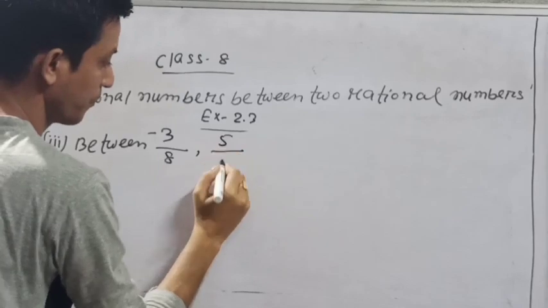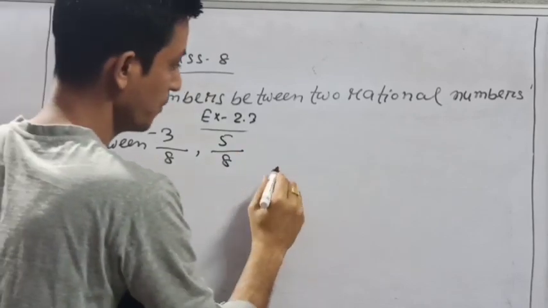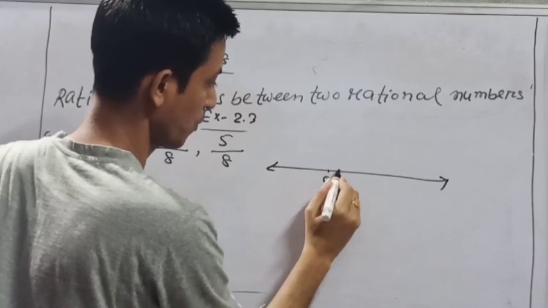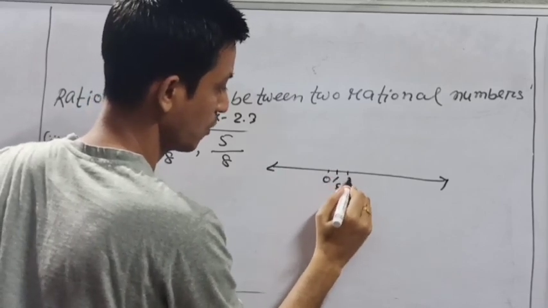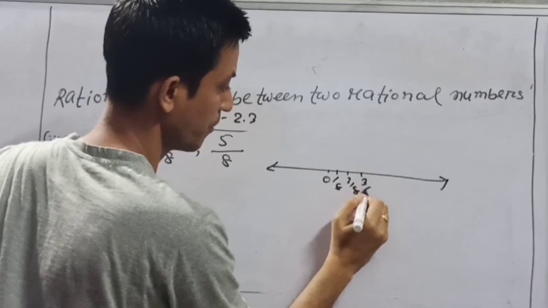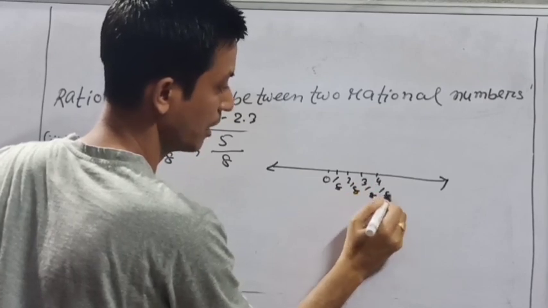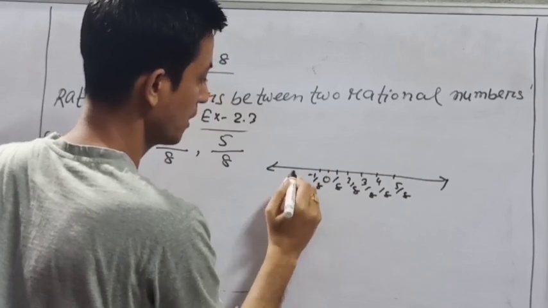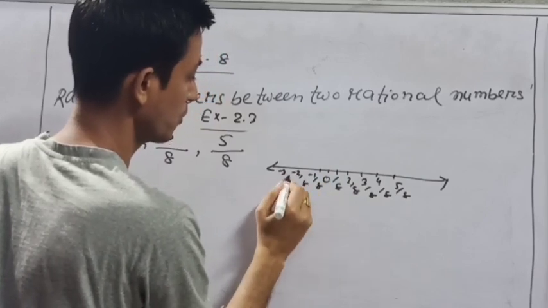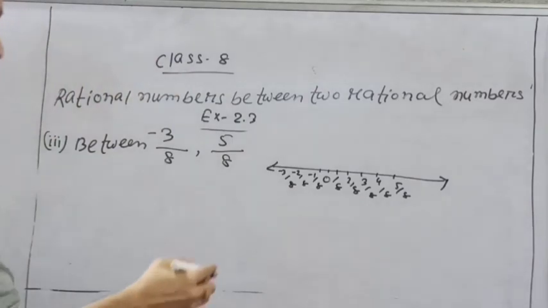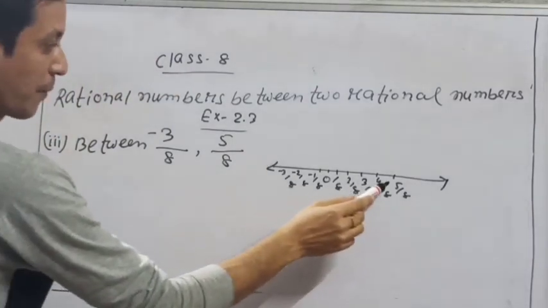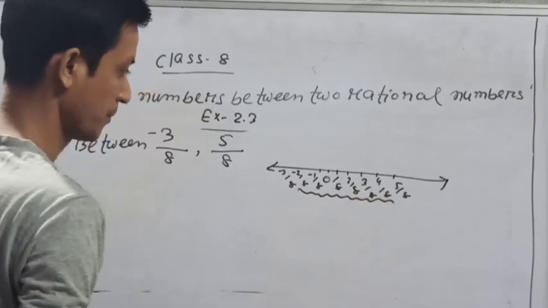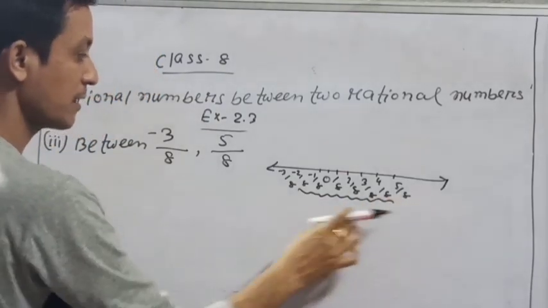5 by 8. So here the denominator is the same, you can write on the number line 0, 1 by 8, 2 by 8, 3 by 8, 4 by 8, 5 by 8. Here minus 1 by 8, 2 by 8, so 3 by 8. You can see here minus 3 by 8 and here 5 by 8. So in between we will get more and more numbers. Yes, clear? On the number line I am showing.